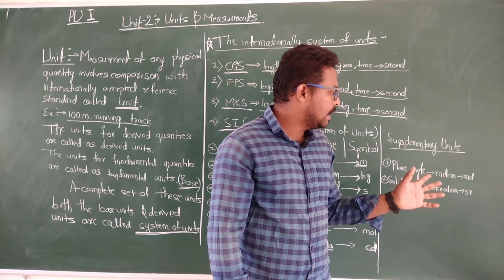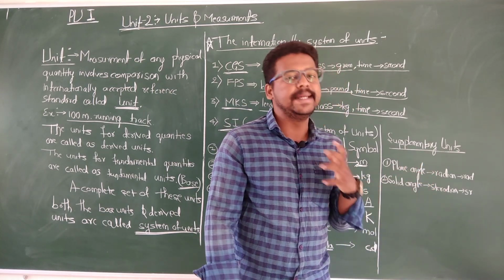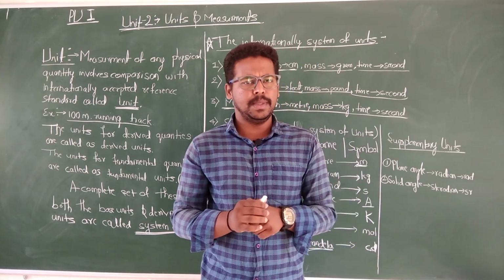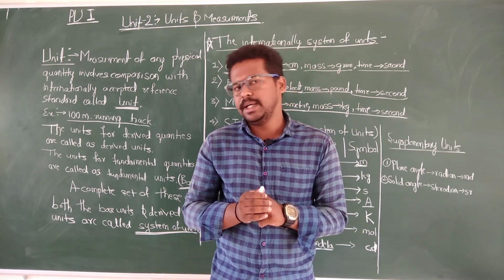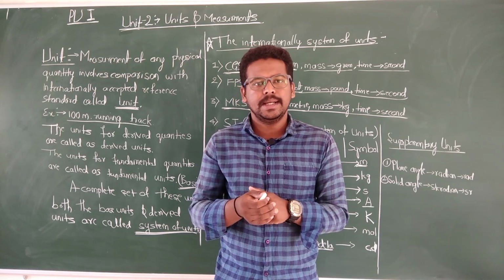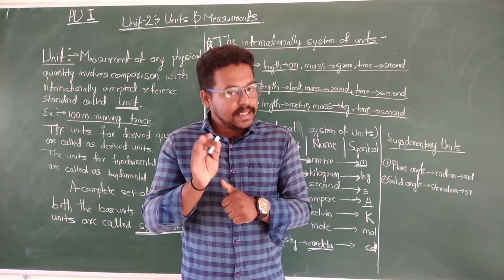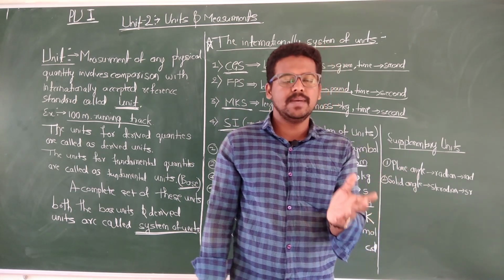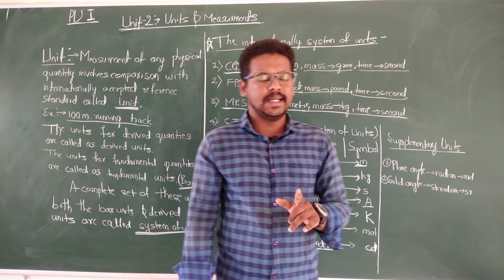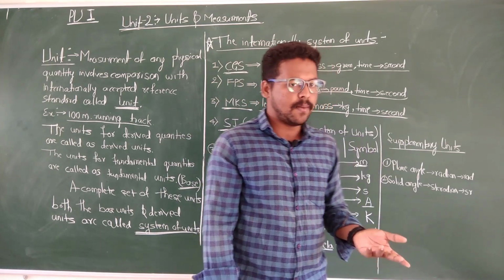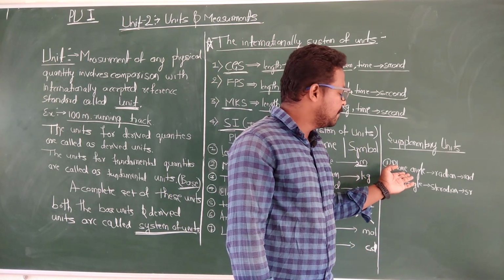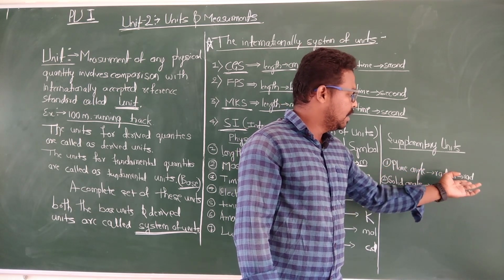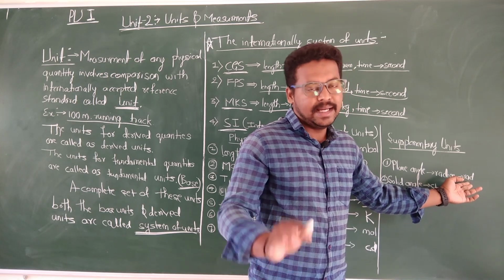Plane angle is measured in radian. Don't say that we measure plane angle in degrees. In degrees we measure 20 degree, 50 degree, 90 degree, 180 degree. That is also there. We convert degree to radian with one relation, which we will learn in further classes. So plane angle is measured in the unit radian, indicated as rad.